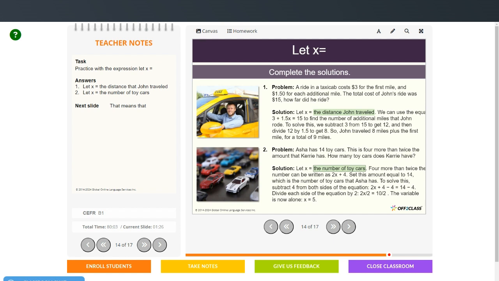And if you set this amount equal to 14, which is the number of toy cars that Asha has, to solve this, you subtract 4 from both sides of the equation. 2x plus 4 minus 4 equals 14 minus 4. And then divide each side of the equation by 2. So 2x over 2 equals 10 over 2. So the variable is now alone. X equals 5.